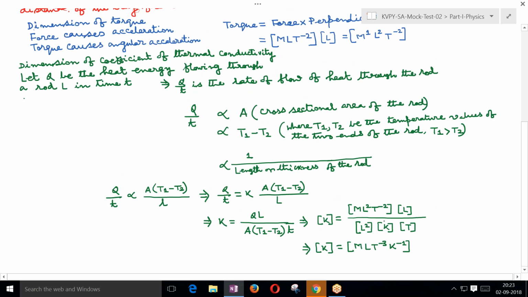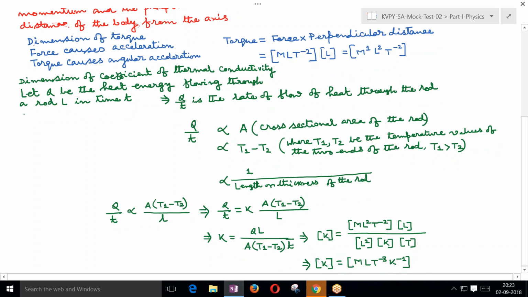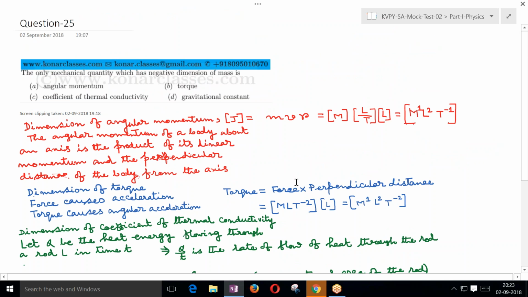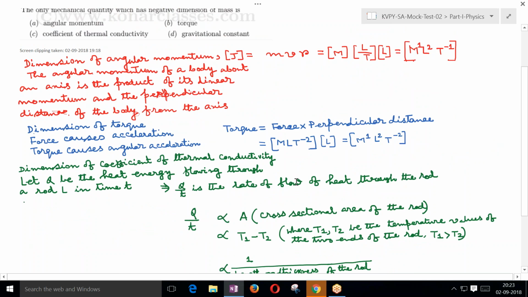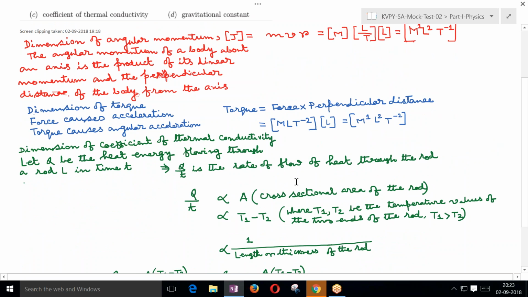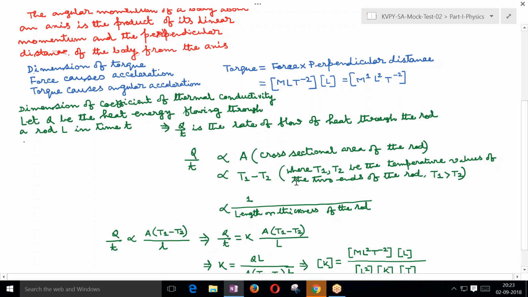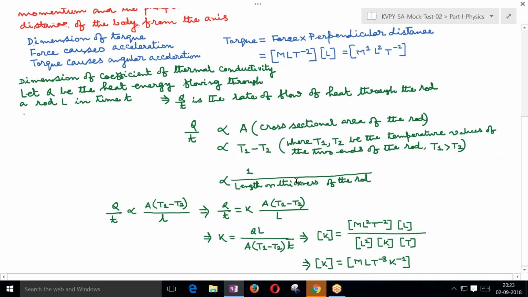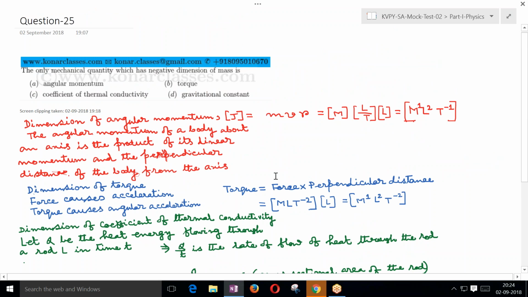Here also we see that the dimension of mass is not negative. So what we see is that angular momentum, torque, and the coefficient of thermal conductivity, all these three quantities have a dimension of mass as positive. Then obviously from the principle of exclusion, we can say that the gravitational constant is the one which has the negative power of mass. But let's see how it is actually happening.